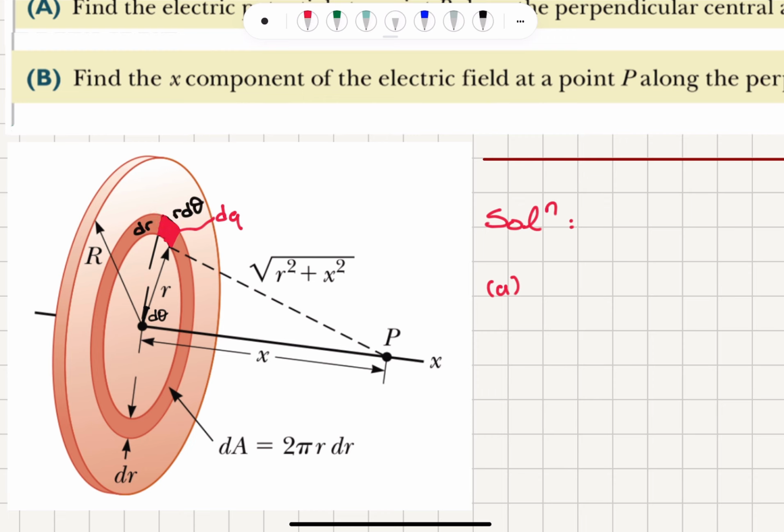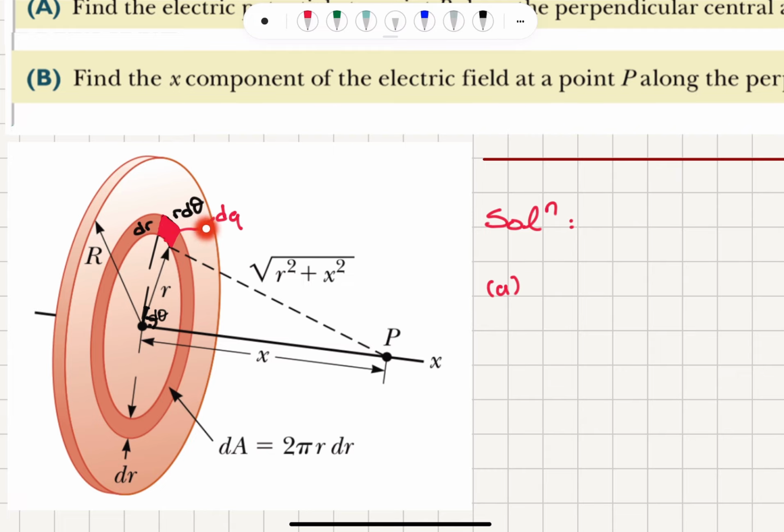And this dq, which is like a point charge, is at a distance square root of r square plus x square from point P. So x is the distance of point P from the center of the disk. So that's our distance. So this is our perpendicular here. So this is a right triangle, and we have this distance square root of r square plus x square as the hypotenuse of this right triangle.